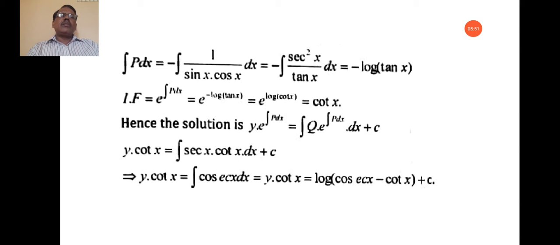The integration of cosecant x is log of cosecant x minus cot x plus c. Therefore, the solution is y into cot x is equal to log of cosecant x minus cot x plus c. This is the required solution for the given linear differential equation.